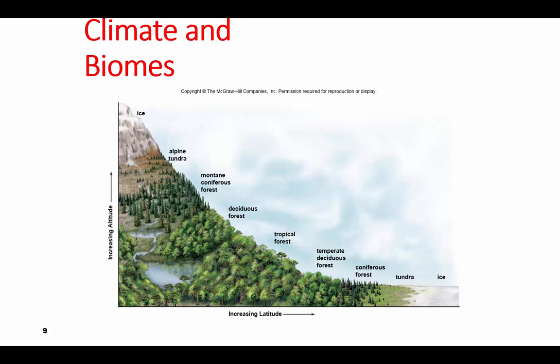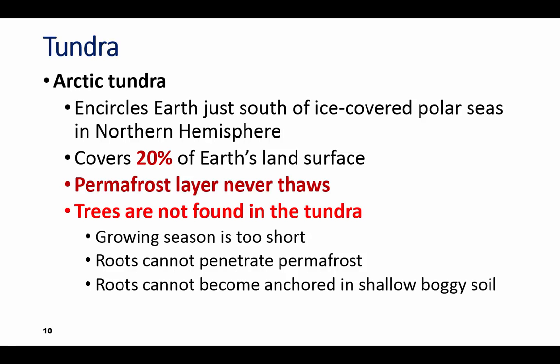Now the first biome that we're going to look at is the tundra. And it encircles the Earth just south of the ice-covered polar seas in the northern hemisphere. And it covers about 20% of Earth's land surface. Now, it has a very, very short summer, and because of that, only a very, very thin top layer of the soil ever thaws. The permafrost layer stays frozen all the time.